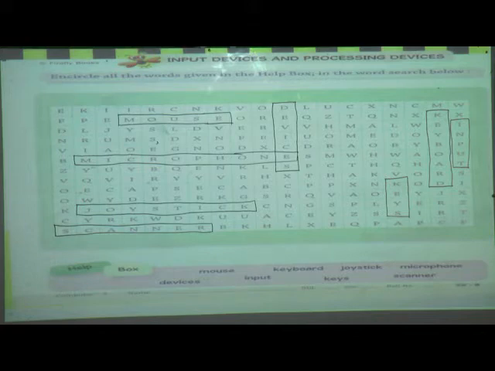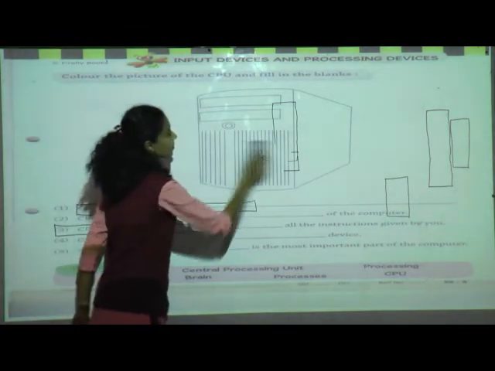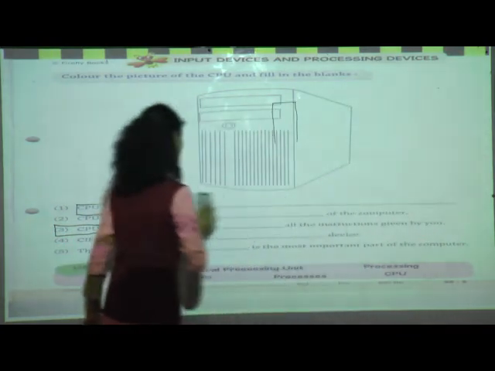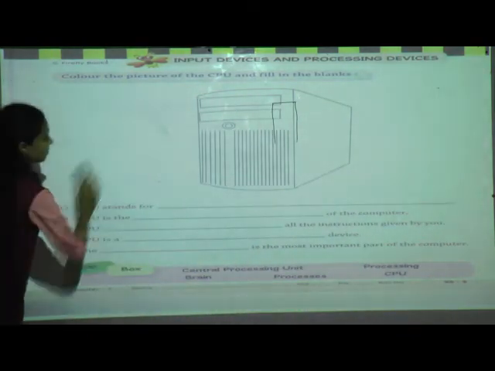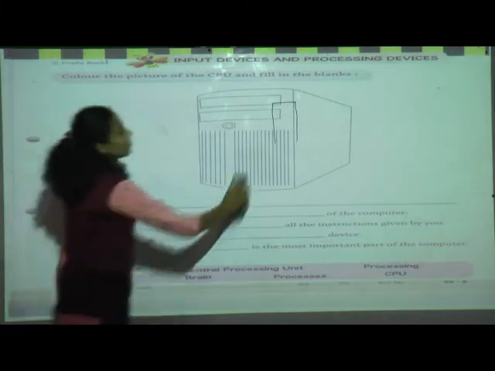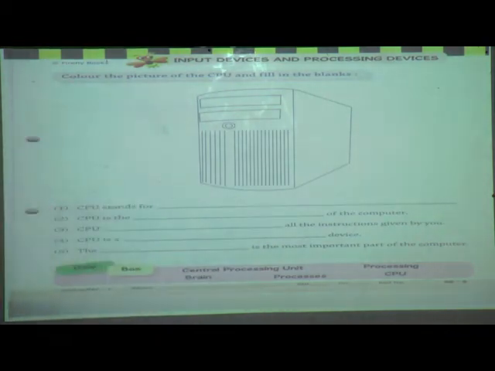Now our next question. What is the question? Color the picture of CPU and fill in the blanks. This is the picture of CPU. What is the long form of CPU? Central Processing Unit. CPU is which type of device? Input, output or processing? Good. CPU is a processing device.